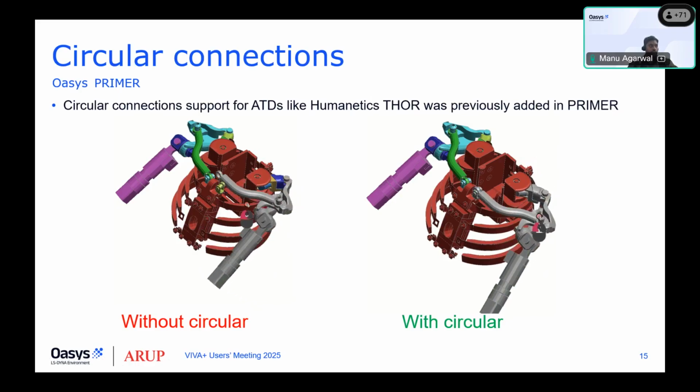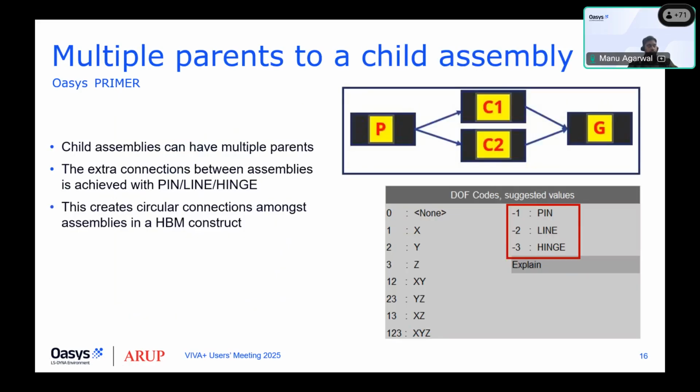This is done using the circular assemblies in the HBM positioning setup, where the child assemblies can now have multiple parents, where the extra connections between the assemblies are achieved with a special type of connections that are termed as pin, line, or hinge. And this would create a circular construct amongst the assemblies.